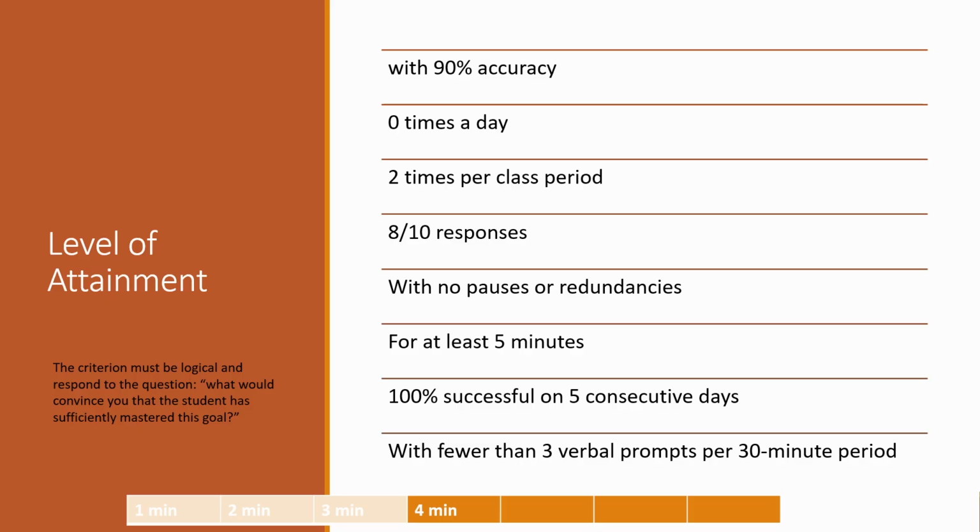We might even have the criterion be something like with independence or with no pausing for a possible duration, like for 5 minutes, they'll engage and sustain in whatever the skill or behavior is. Maybe we want a combination of 100% accuracy or 100% success for so many consecutive days or trials. Finally, we could set a criterion that's with a certain number of prompts per class period. So there are many options other than simply leaning on 80% accuracy as the criterion for an IEP goal.